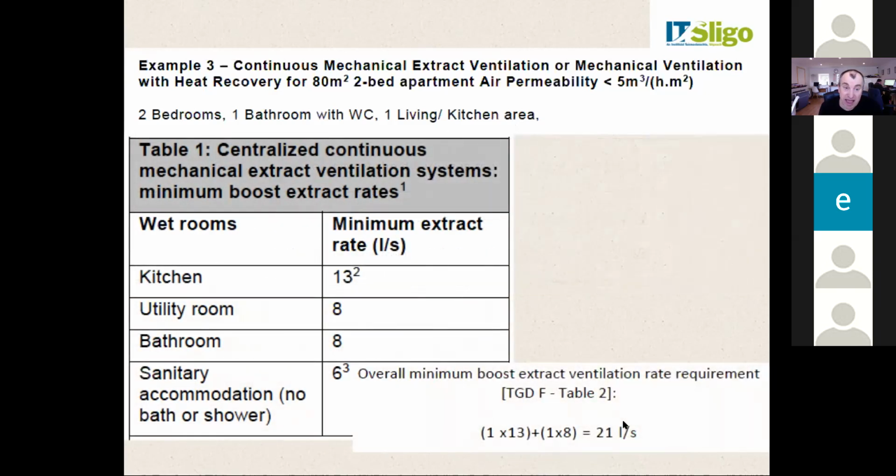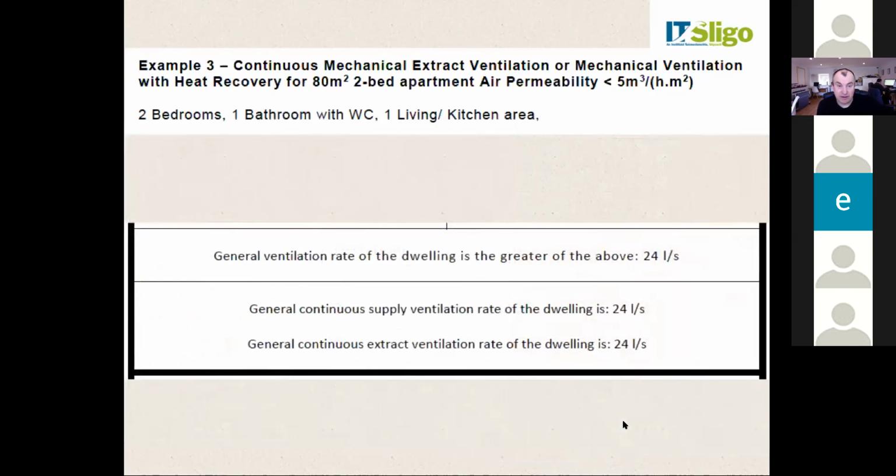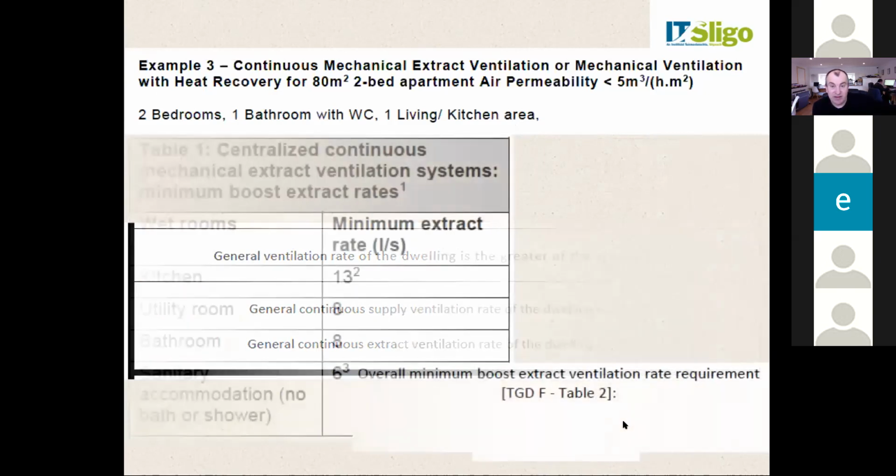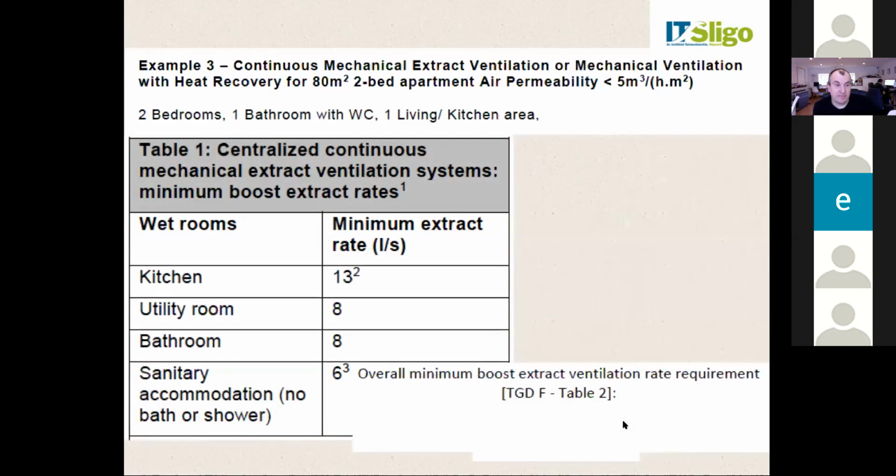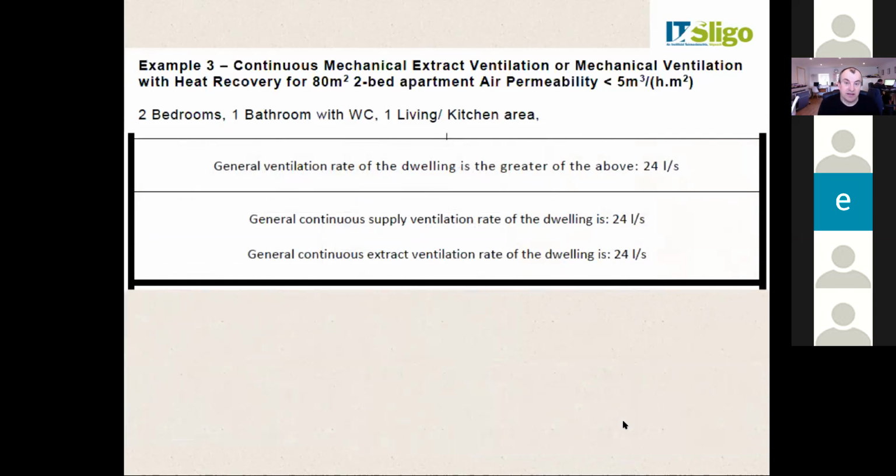So we then compare the 2 numbers. We compare the 24 that we worked out. This is the greater of the first set of calculations. Then we work out the same calculation using the mechanical extract on the wet rooms, and it came out as 21. So the general ventilation rate is the higher of those 2 values, which is 24.